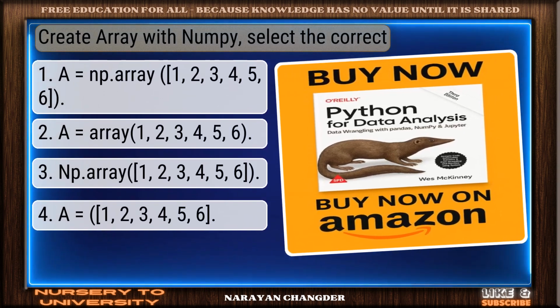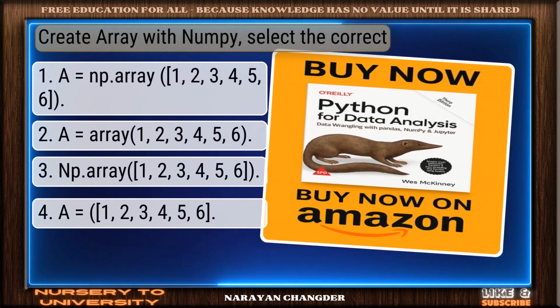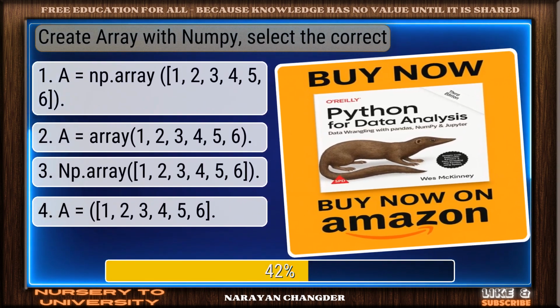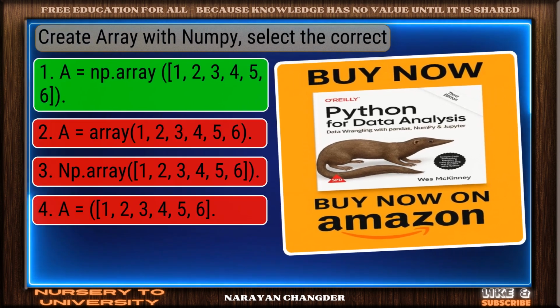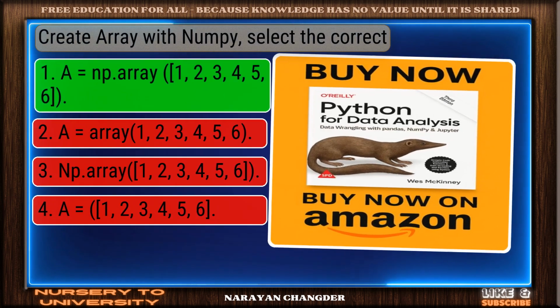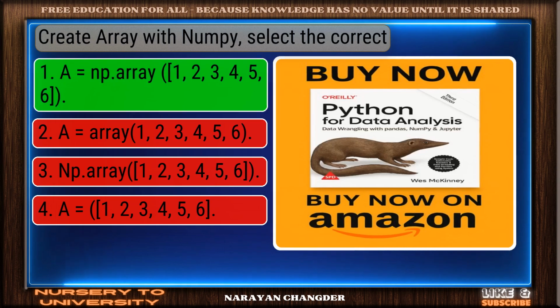Question number 44. Create array with Numpy. Select the correct. Well picked. A equal to NP. Array is the correct answer.